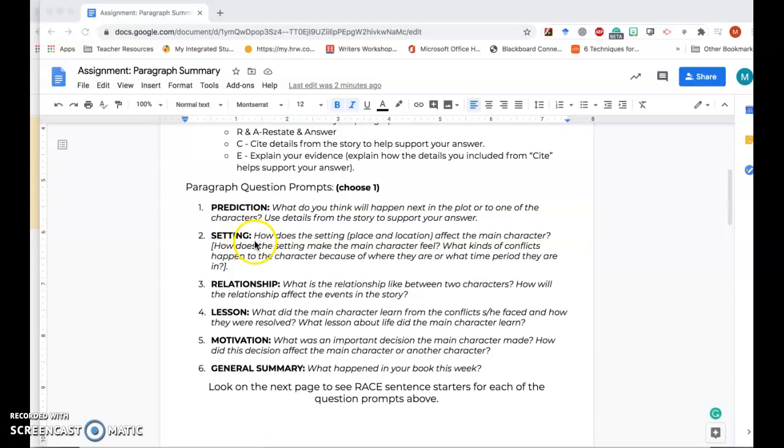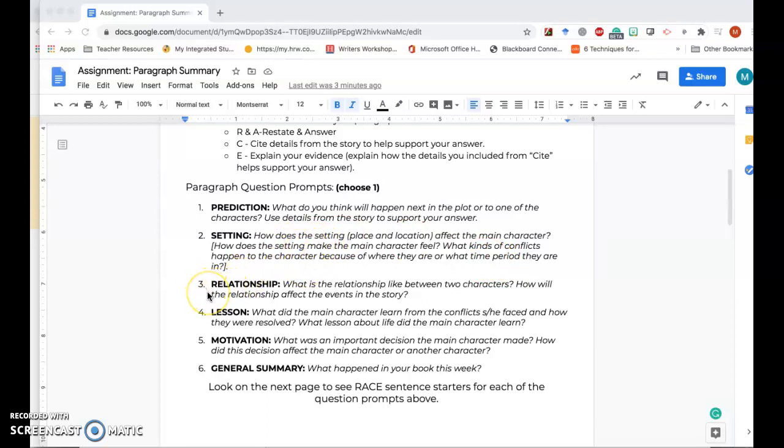Option 2 is setting. How does the setting or the place and the location affect the main character? How does the setting make the main character feel? What kinds of conflicts happen to the character because of where they are or what time period they're in? So there's a lot of questions in here. You can choose one, like maybe your book takes place during World War I in Europe. So that would be really affect, like the conflicts that your character is experiencing are really influenced by the time period. So just choose one of these questions.